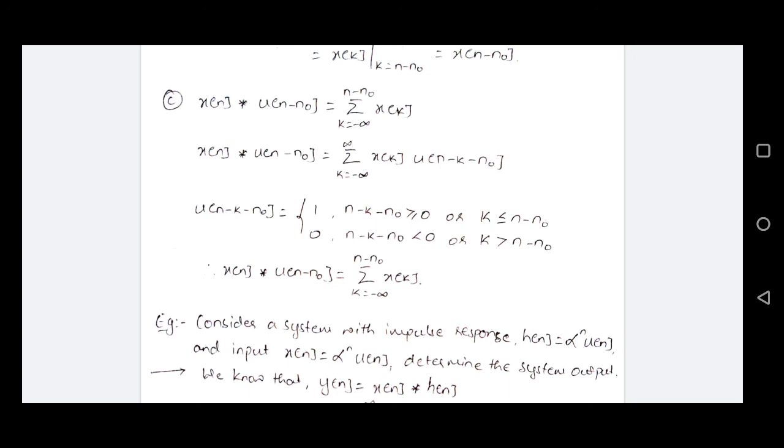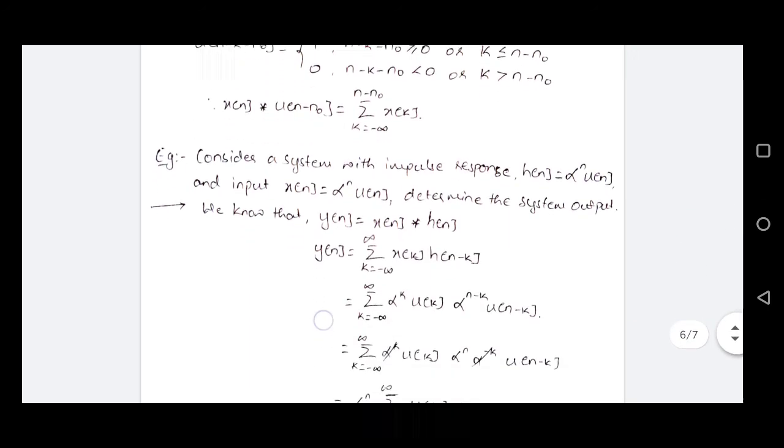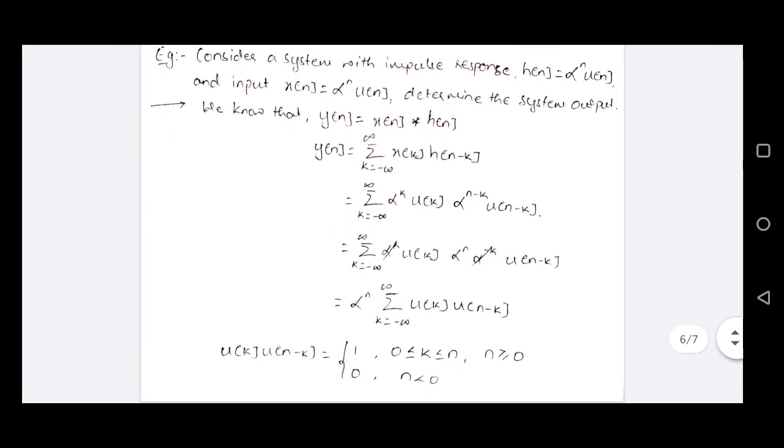In the last problem, we'll consider exponential sequences for both impulse response as well as input. Consider a system with impulse response h of n equals alpha to the power n u of n and input x of n equals alpha to the power n u of n. Determine the system output. Both the impulse response of the system and the input to the system are exponential in nature.